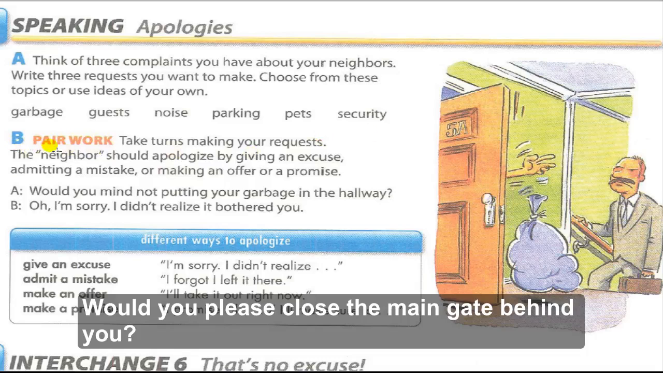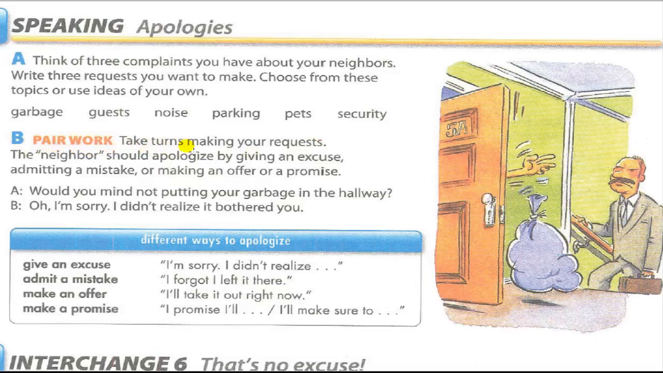B. Pair work. Take turns making your requests. The neighbor should apologize by giving an excuse. So the neighbor will say, I'm sorry, and give an excuse, admit a mistake, or make an offer or promise. Example, A and B. A. Would you mind not putting your garbage in the hallway? B. Oh, I'm sorry, I didn't realize it bothered you.